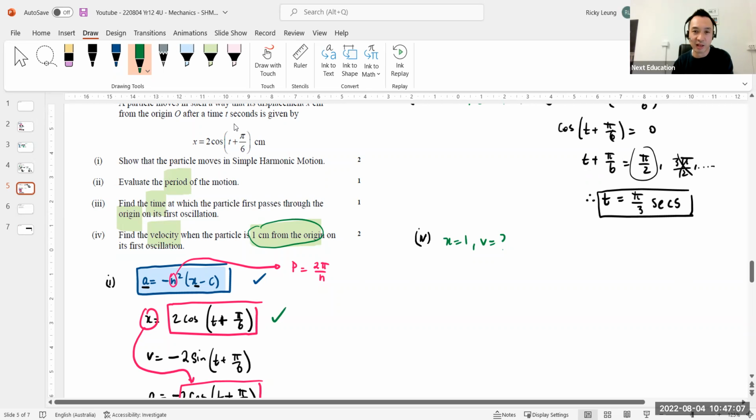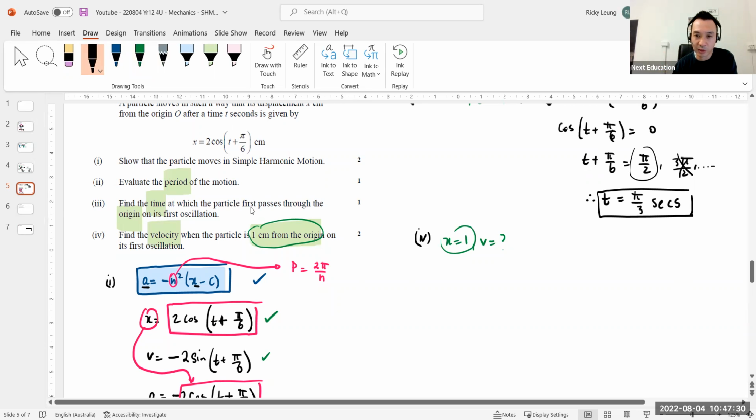Now, this is a 2 marker because it's a 2-step process. With x equals 1, I'm going to sub that into, sorry, I ticked this bit. That's wrong. So for x equals 1, sub that into here to find time. Once I find time, sub it into here to find velocity. That's really how I go about it: find time, sub it in, find velocity. Two-step process, 2 marks, makes sense.